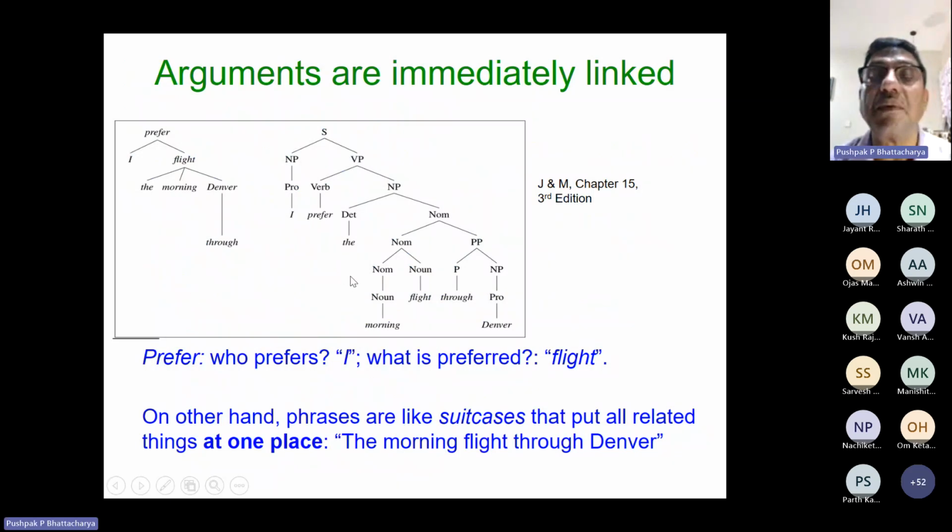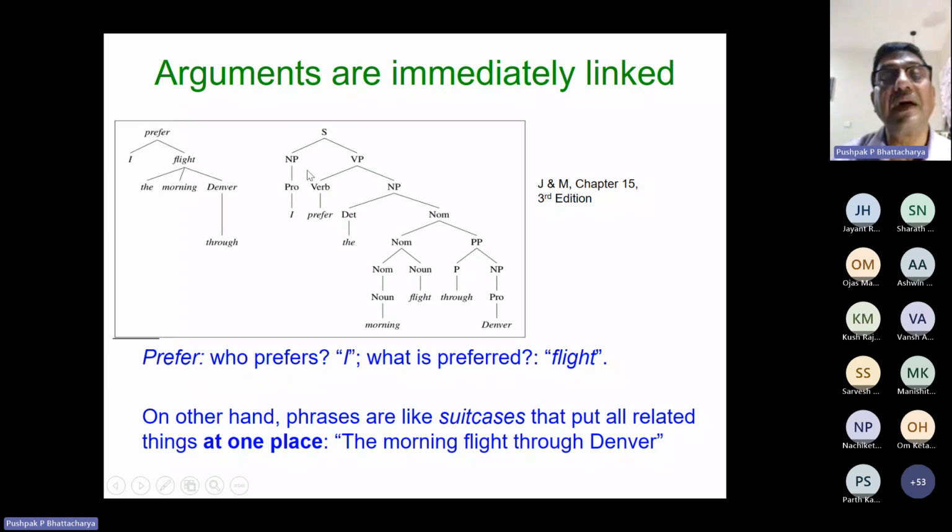This is a sentence from Jurafsky and Martin. Towards the end of the last class, we discussed this. I prefer the morning flight through Denver. Here, the dependency parsing is much more succinct and much more compact. So I have hit the main verb here, prefer. For prefer, the agent is I. And what do I prefer? Flight. What kind of flight? The flight, morning flight, and Denver flight. And Denver flight means that the flight is through Denver.